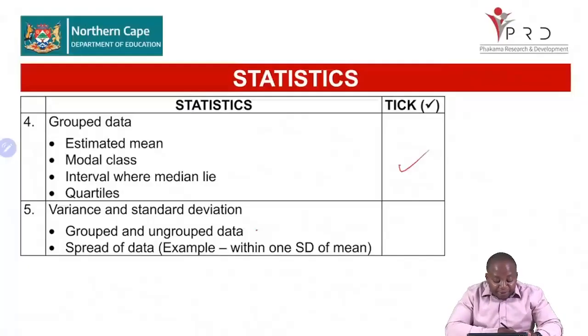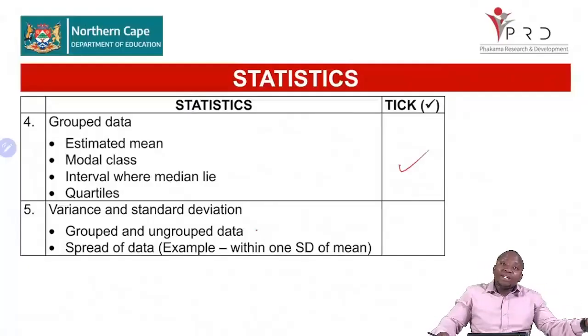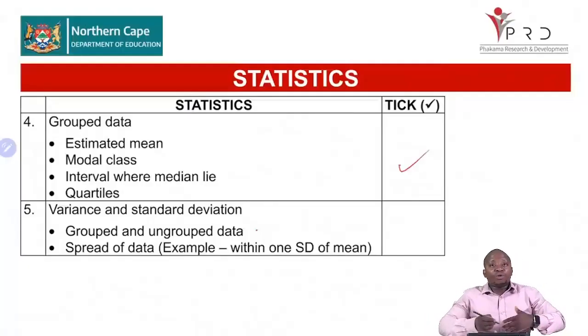Number 5, bullet point number 2: am I able to find the spread of the data? Then we're looking at examples where we're looking at points that lie within 1 standard deviation of the mean, or 2 standard deviations, or 3 and so on.